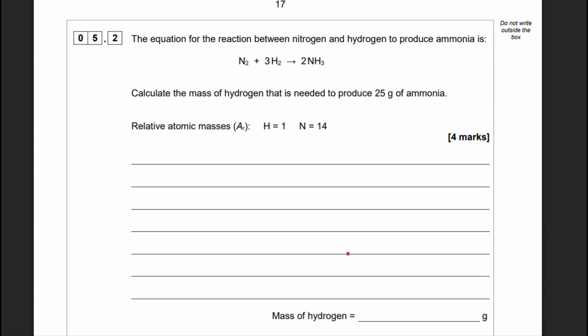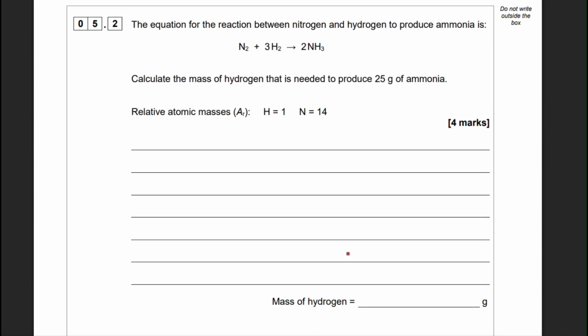Now the next question, this is a mole calculation question, and it says to calculate the mass of hydrogen that is needed to produce 25 grams of ammonia. So with all of my mole calculation questions, I actually write down all of the information inside somewhere near the equation. So 25 grams of ammonia, let's find it in the equation. There it is, and I'm just going to write here 25 grams. And then it says calculate the mass of hydrogen. Let's find hydrogen there, and that's where I want to go.